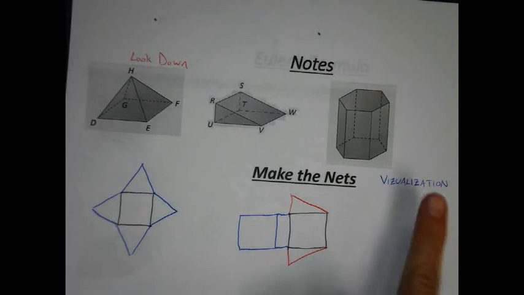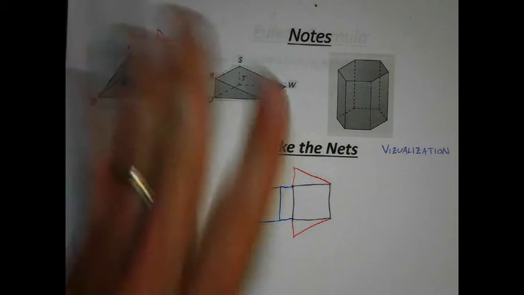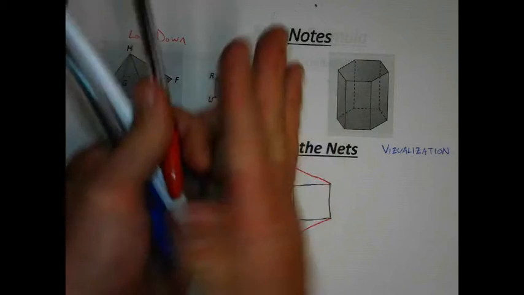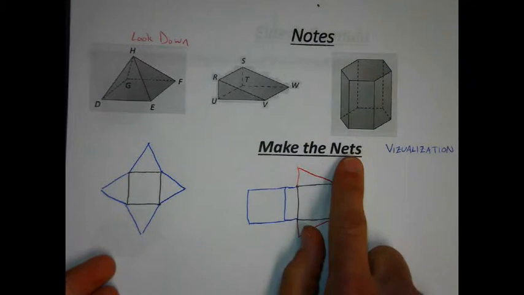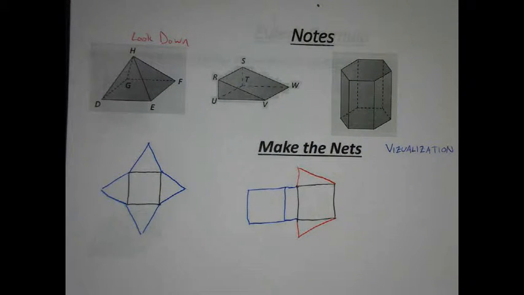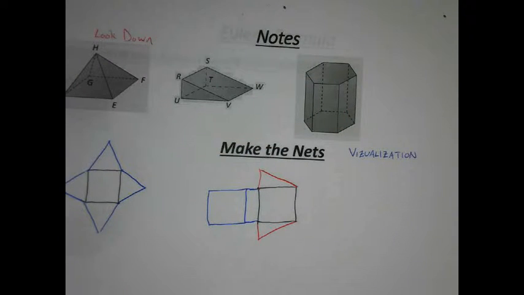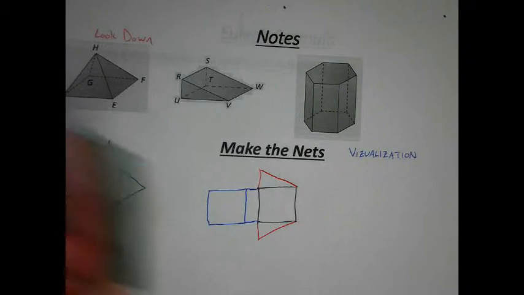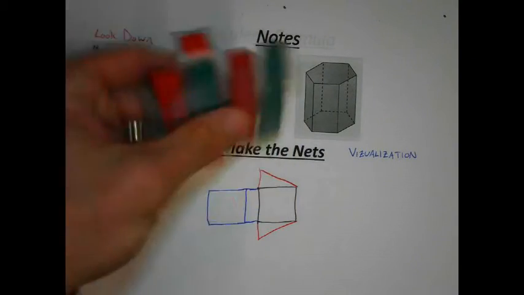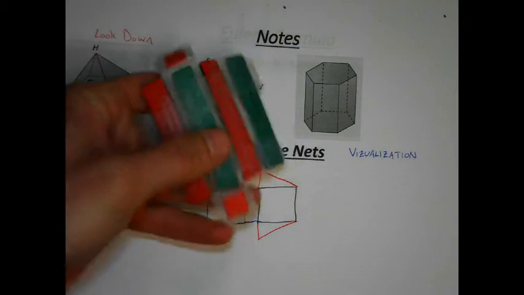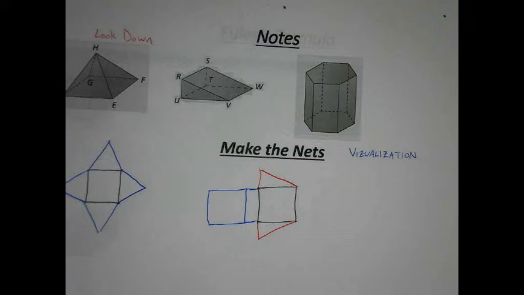Remember, the key to this is visualization. So we have to visualize what's occurring, and we have basically unwrapped it. That is a net. We're making a net. So what about this hexagonal polyhedron? It's the same thing that we did with our original rectangular prism when we unrolled it.